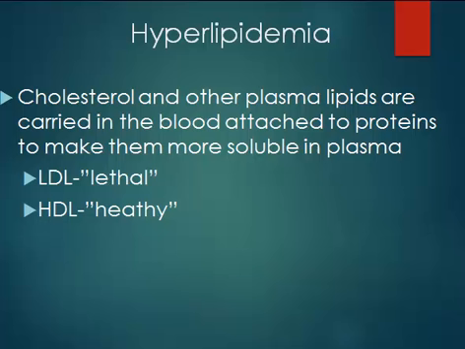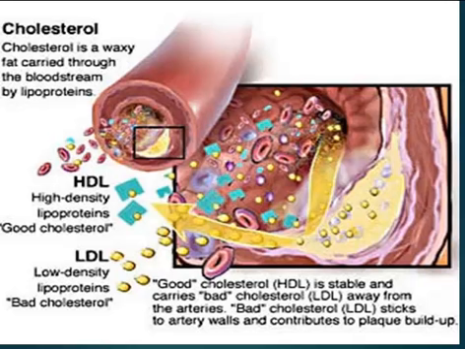Unfortunately, we end up consuming way more than we need. All right, and our liver is manufacturing this. So that's how the balance can get tipped out. So what is it? It's a waxy fat carried through the bloodstream by lipoproteins. So the high density or healthy density lipoproteins, those help clean out our vessels, deliver the LDLs, the lethal or low density lipoproteins, back to our liver. All right? So that's a good thing to know. The HDLs are our good ones and our LDLs are the bad ones.